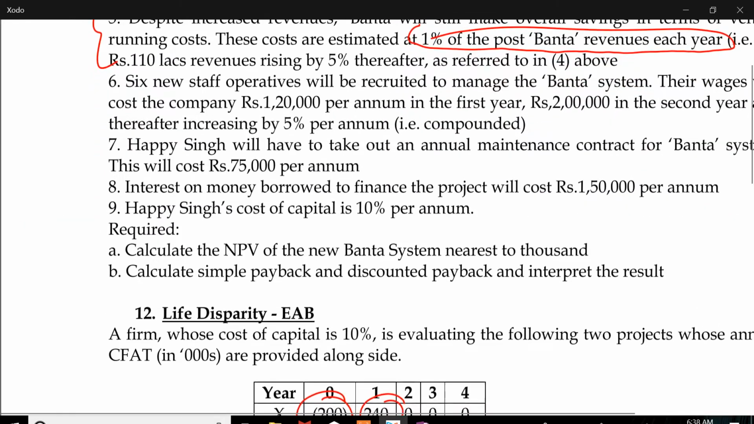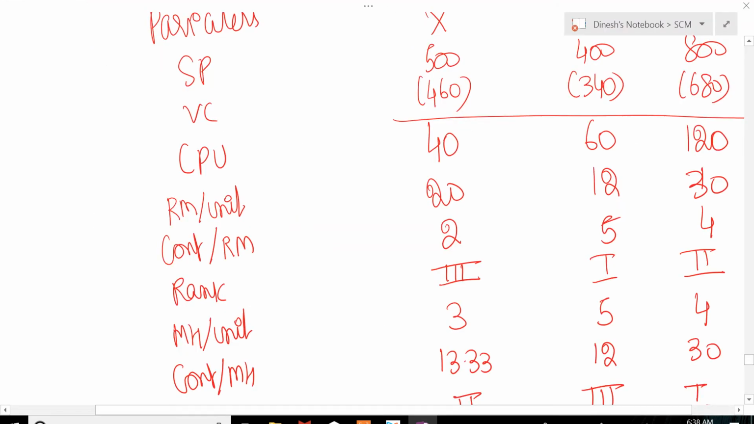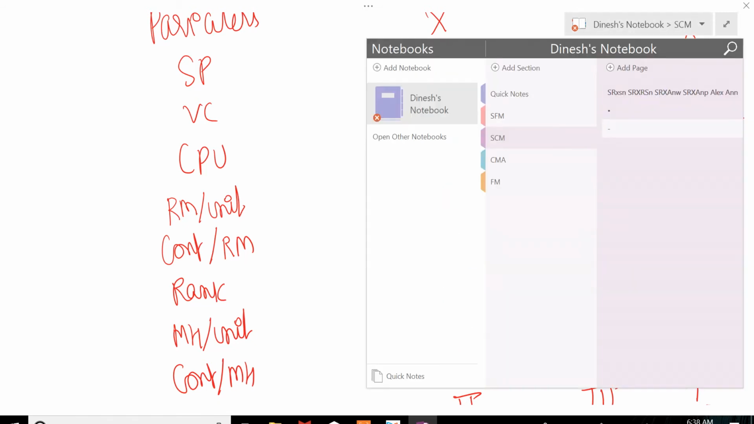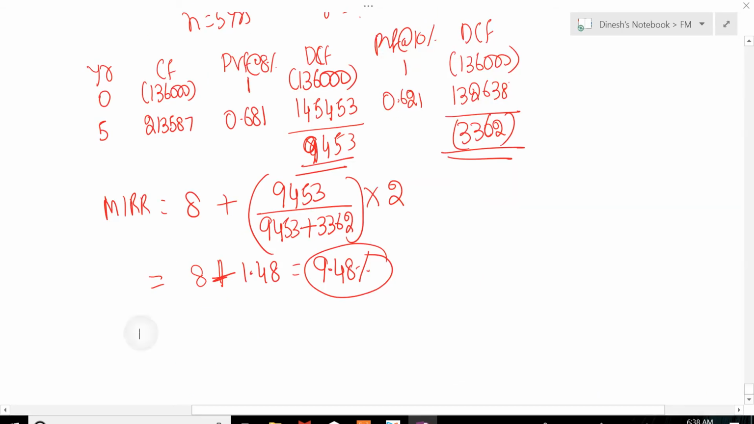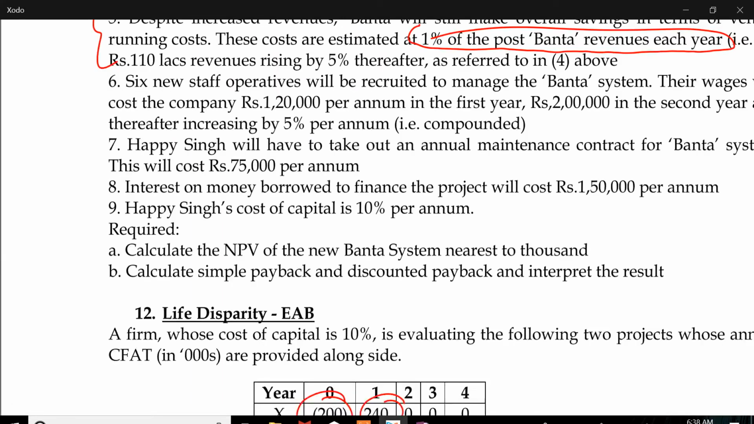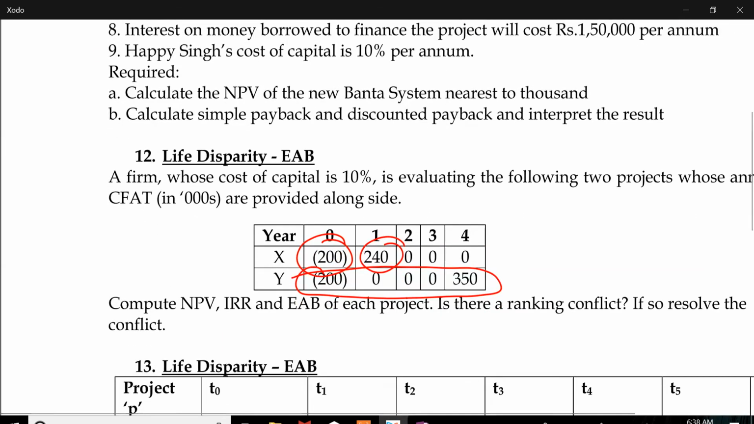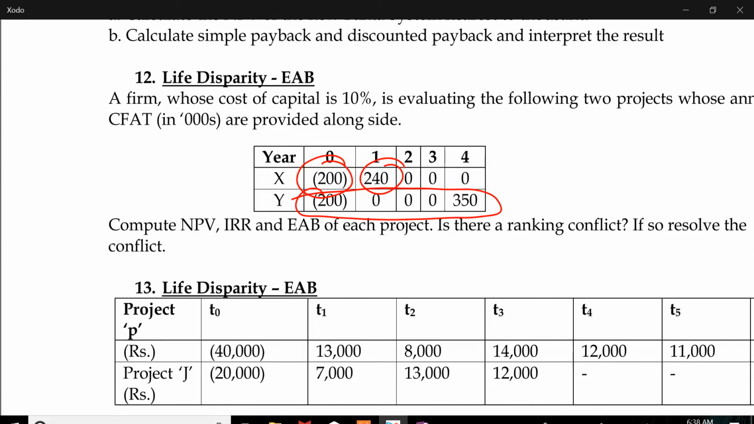Next point. Interest is to be ignored as per the reward exclusion principle.